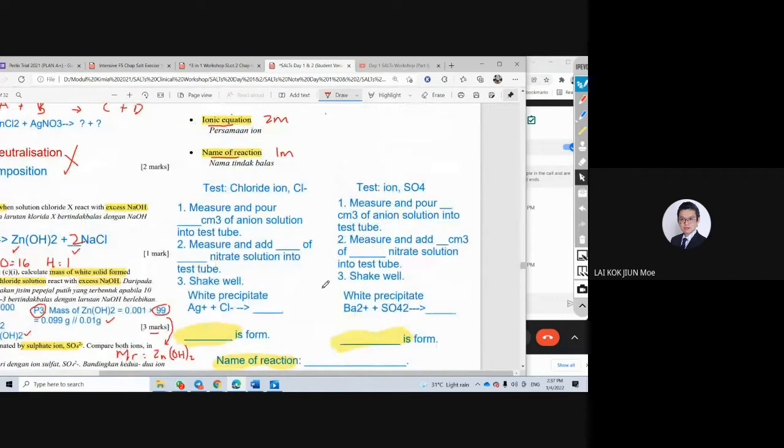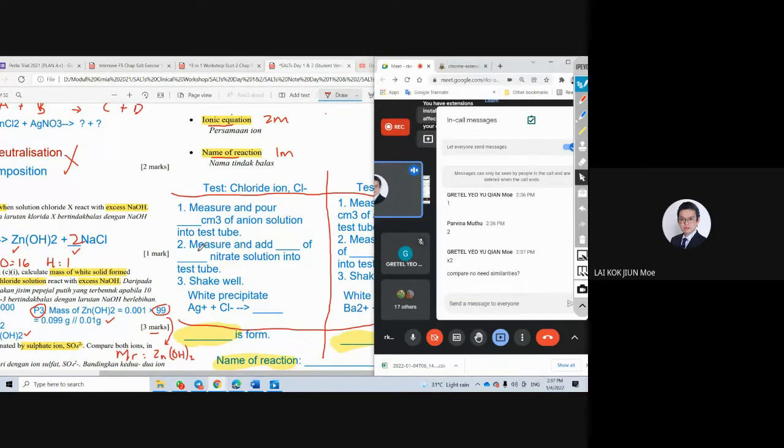You have planned your strategy already, then you can start. If you want to do a table, welcome. If I'm the marker, I will prefer the student draw the table. Easy. Really make our life so much easier. You see? When you draw a table, it's so clear. I can see nicely. Compare, no need similarity.